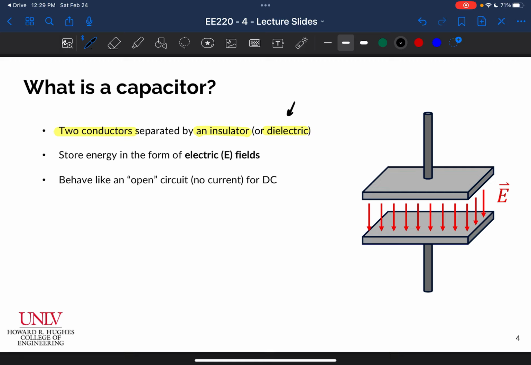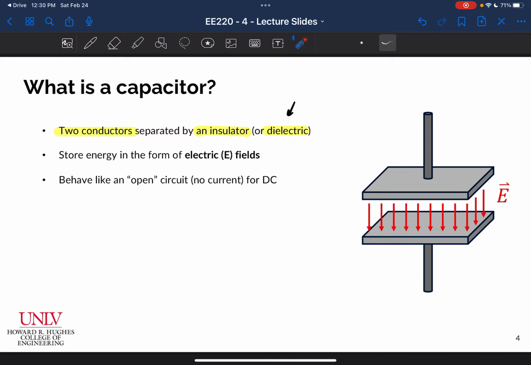Anytime you have two conductors, so this plate might be a conductor and this plate would be some other conductor, maybe both made out of copper, and then even if the middle part, this distance here, was just air, air is an insulator. It's not a great dielectric, but it is an insulator, and so that would be a capacitor. Different materials give better dielectric properties, and so they're used to make better capacitors with higher capacitance.